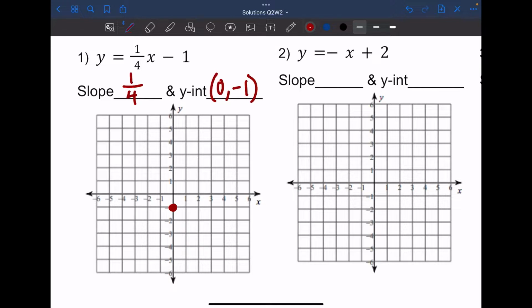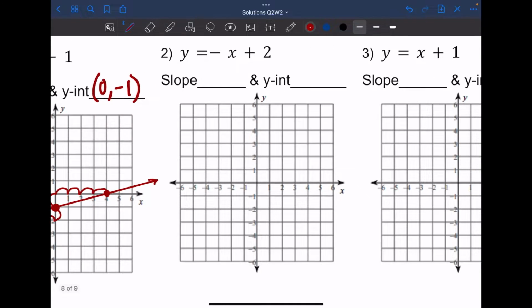So up 1 and then over 1, 2, 3, 4. I'm going to put another dot there, and that is our slope. It does also mean that you can go down and left 4. So 1, 2, 3, 4. That'll take you into the same position. And so I'm going to start my line about here. Try to make sure it goes through all of them. There we go. And that is our graph. So that is question number 1.